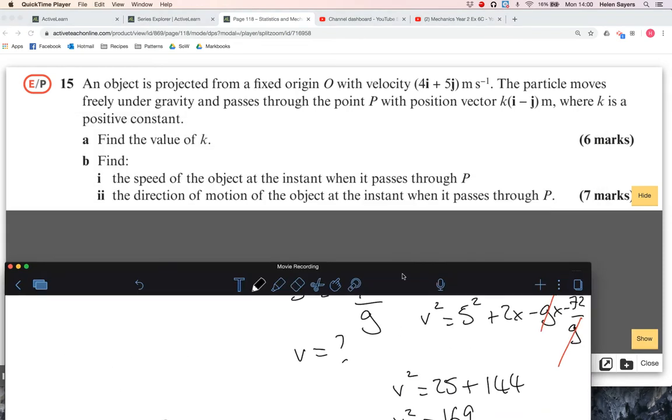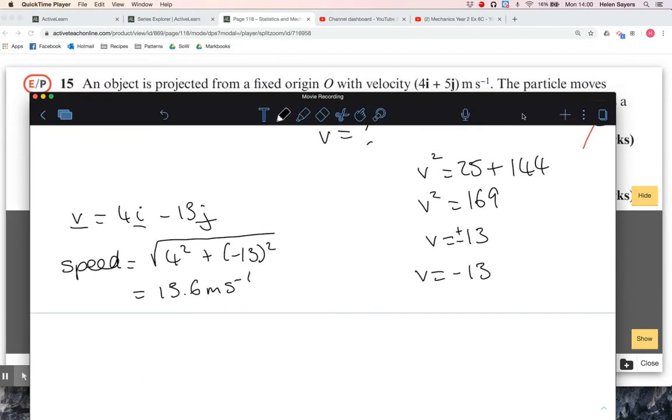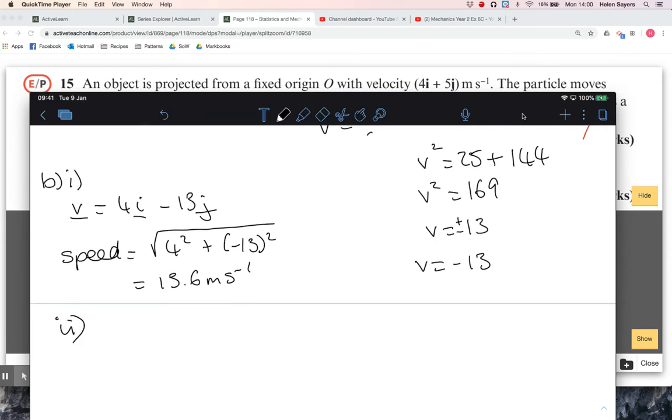And the direction of motion of the object at the instant when it passes through P. Okay, so we're nearly there. So this was our answer to B part 1. So B part 2 is basically the direction. If there's anything to do with the direction it's travelling, that's going to be to do with its velocity. So as we've said, at the point it passes through P, it's travelling with a velocity of 4i, so that's 4 to the right, and 13 down, minus 13. So that's the direction it would be travelling in.